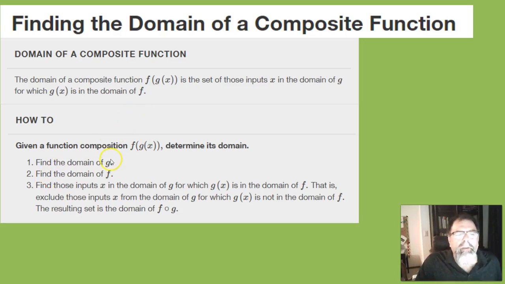So you're going to figure out the domain of g. Then you're going to find the domain of f. For those inputs x in the domain of g, for which g of x is in the domain of f, that is, exclude those inputs x from the domain of g, for which g of x is not in the domain of f. The resulting set is the domain of f composed with g. Okay, so we'll do an example and I'll explain that.